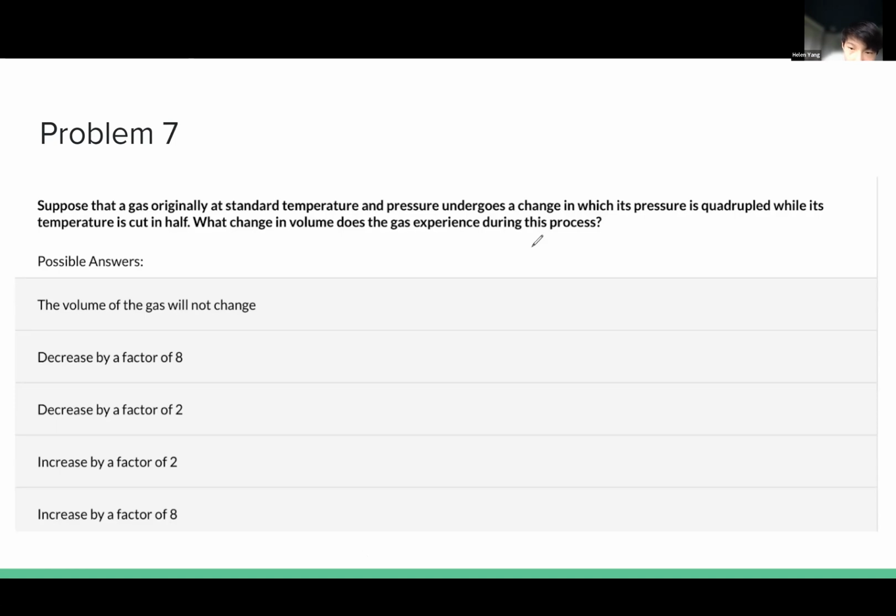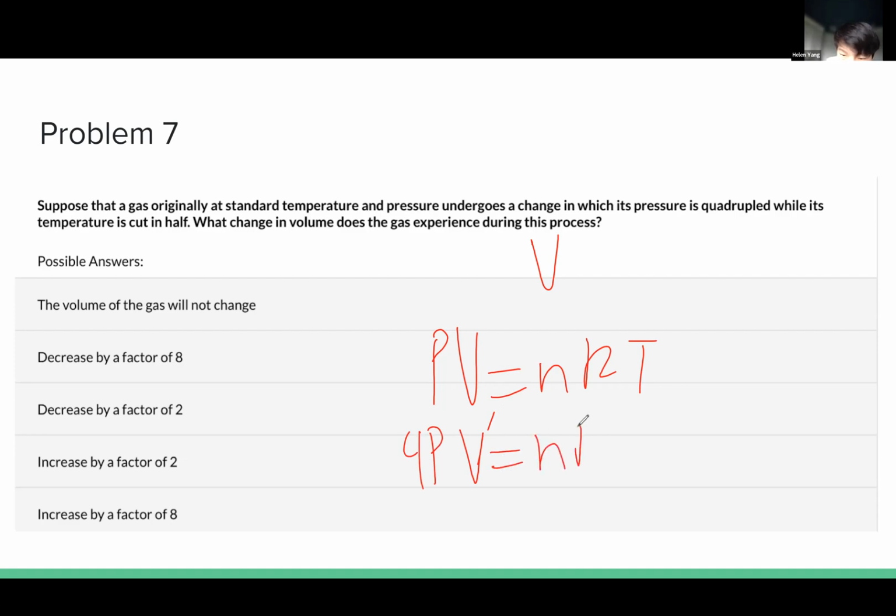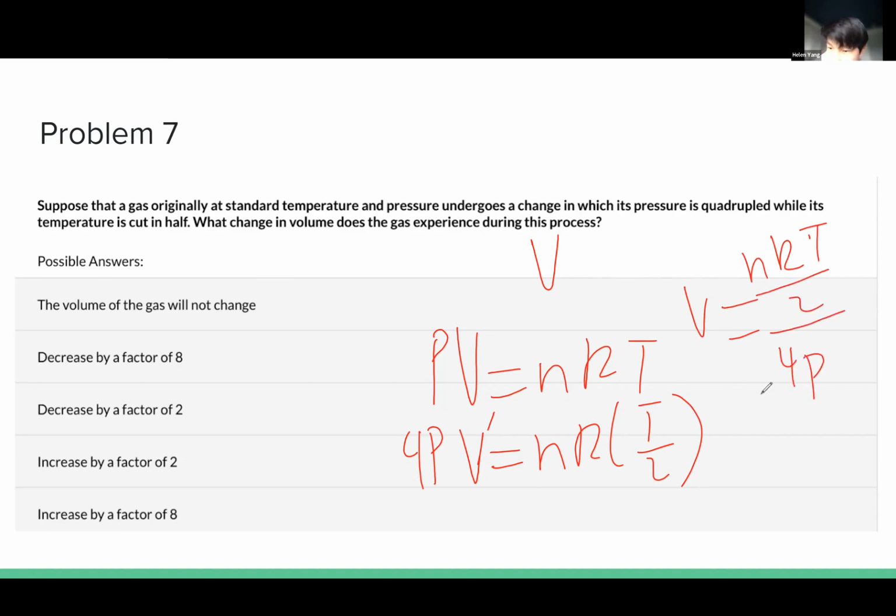So if the original volume is just V, then we would choose the equation PV equals nRT. This is the new volume, this is the change in volume. So if the pressure is quadrupled, 4PV is equal to nR times T over 2. And we move everything to this side, so V equals nRT over 2 divided by 4P. So it would be nRT over 8P.